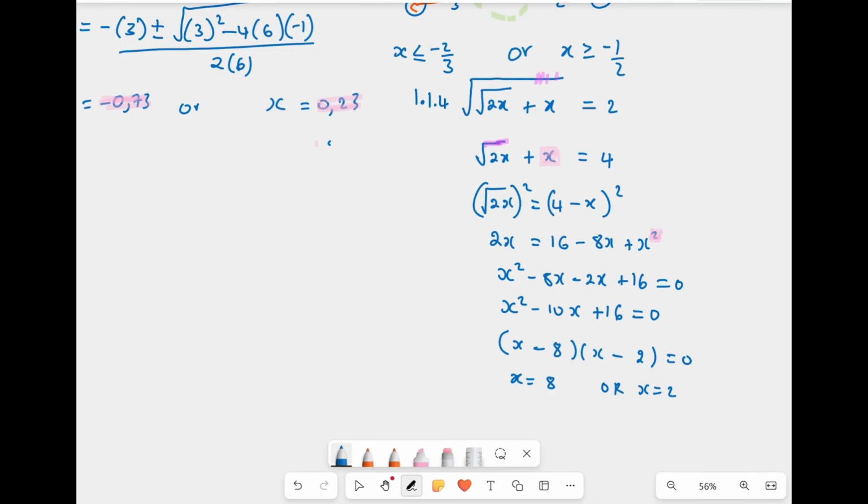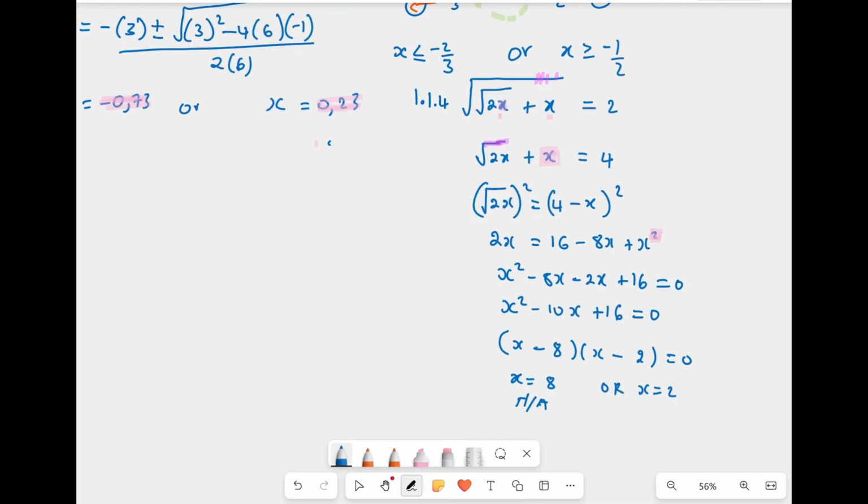So now if we substitute 8 where there is x, if we put 8 here, we are going to have the square root of 16, which is 4. 4 plus 8 will give us 12, and then the square root of 12 is not equal to 2. So that means 8 is not your solution. So this one is not applicable.